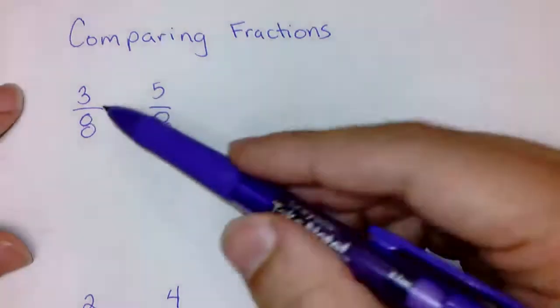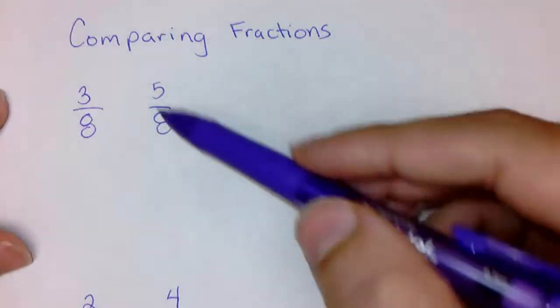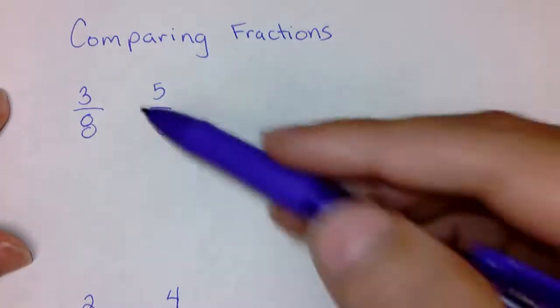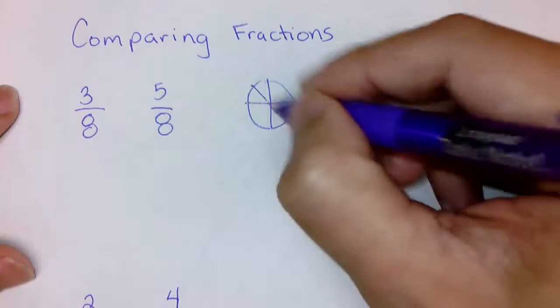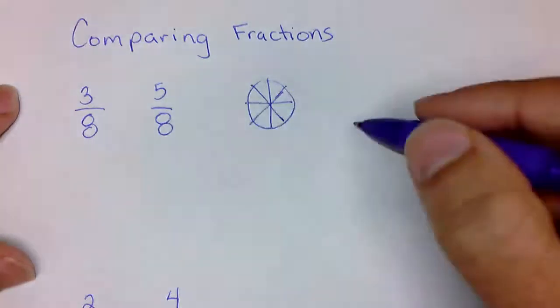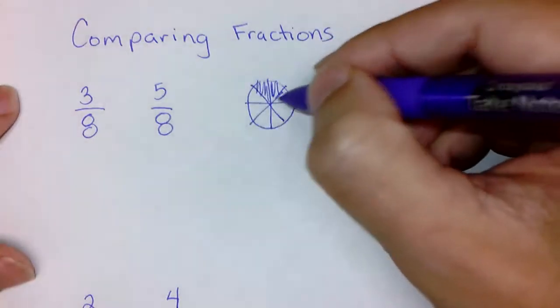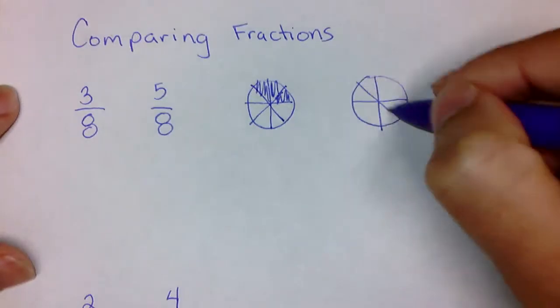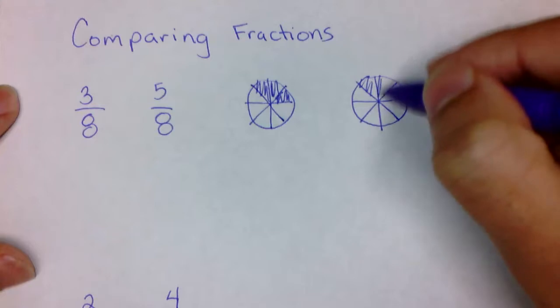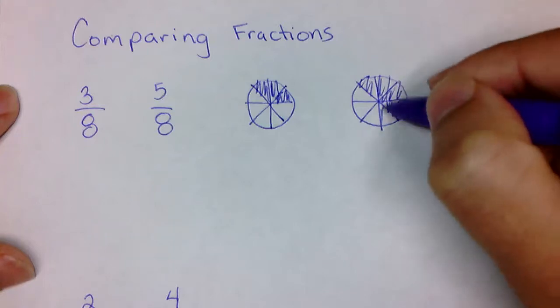Like let's look at this first one. We have 3/8 and 5/8. Well, these are both eighths, meaning the pieces are still the same. So here's a poorly drawn model, that's an eighth. I have 1, 2, 3. And then here's another model. It's an eighth. I'm going to do 1, 2, 3, 4, 5.